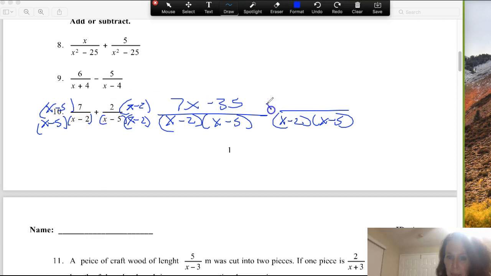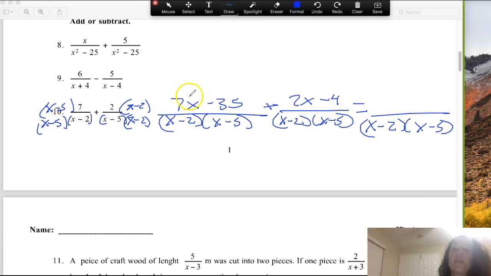This is an add between the fractions, and I multiply top and bottom by x minus 2 to get this denominator. So it's going to be 2 times x and then 2 times negative 2, which is negative 4. Now go ahead and add numerators, and your denominator is still the common denominator, x minus 2 times x minus 5. And the numerator, go ahead and add them. 7x's and 2x's make 9x's, so those terms are in common. And then negative 35 minus 4 will give you negative 39.